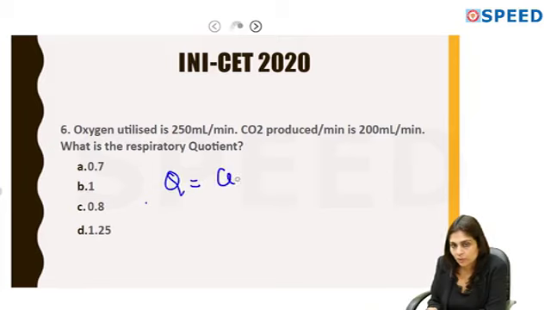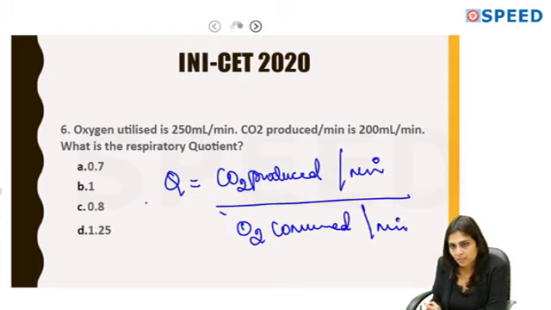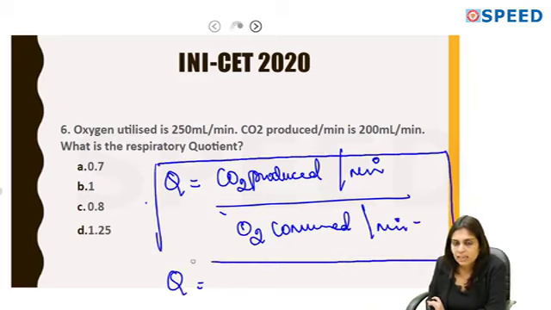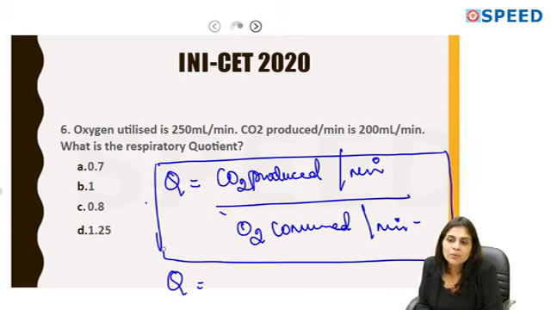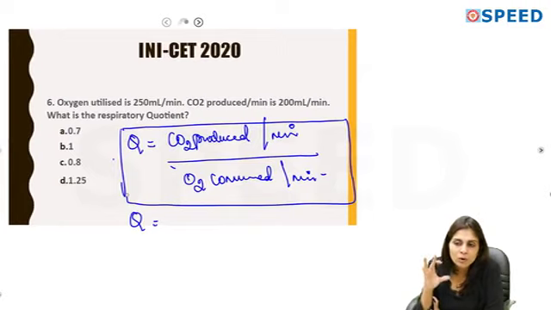Because what is respiratory quotient? Respiratory quotient is equal to carbon dioxide produced per minute by oxygen consumed per minute. So what are we trying to check using this formula? I strongly suggest that whenever you come across a formula, don't start memorizing it immediately. Try to decipher the formula, try to find out what the formula actually means. Try to find out what we are trying to do using this formula.